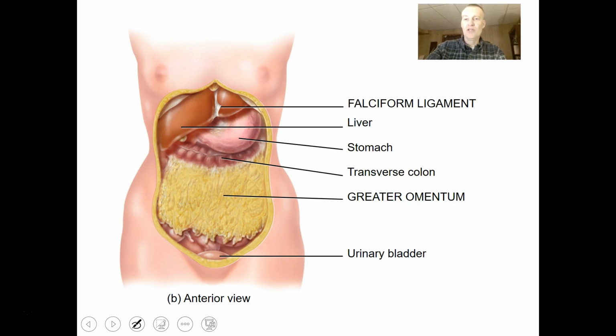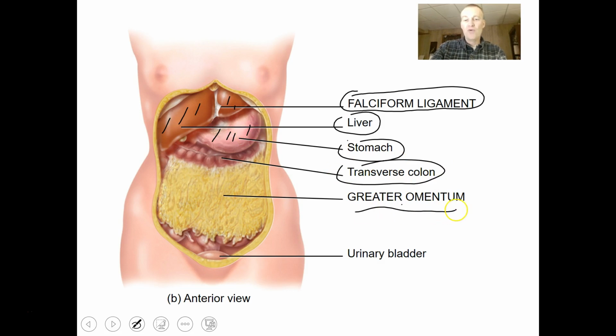And so let's go through and we'll look at each one of these structures. So here's the falciform ligament, and it's found connecting the two lobes of your liver together, and then attaching it to the abdominal wall so that the liver doesn't slosh around. So the brown structure here is your liver, and here we can see the stomach and the transverse colon. Here's your greater omentum. That's kind of like an apron attached to your large intestine and covering your small intestine.